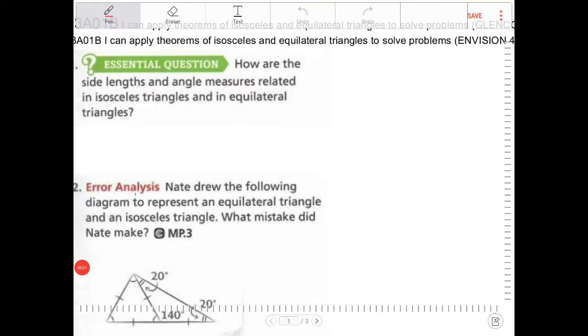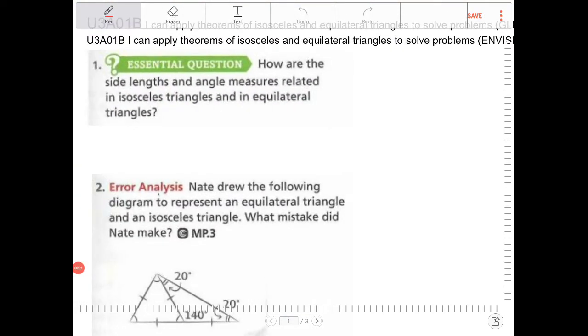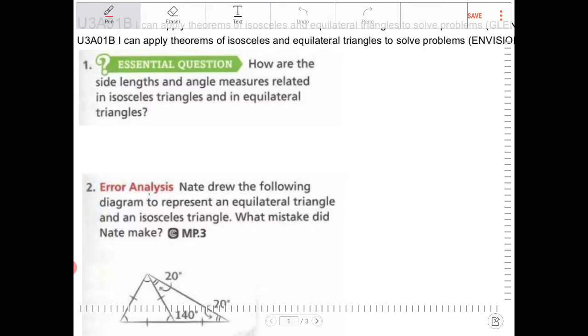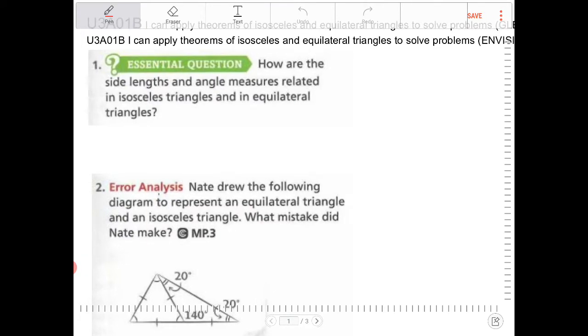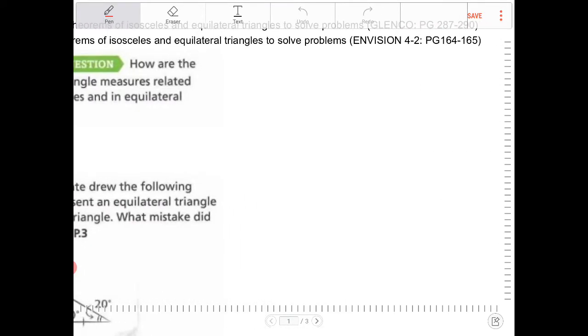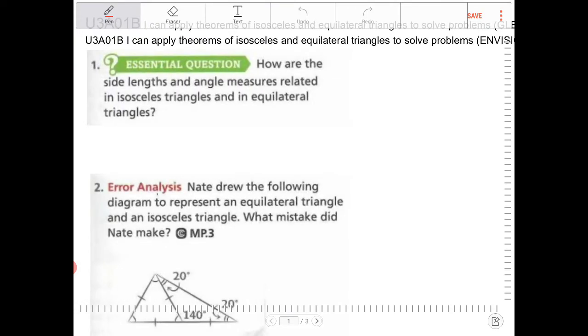Students, in this video, I'm going to go over exercise U3A01B, which is taken directly out of our Envision textbook. The pages from the Envision textbook are 164 to 165. Let's take a look. The topic associated with the lesson that's embedded in this assignment involves isosceles triangles and equilateral triangles and the various properties that come along with them.